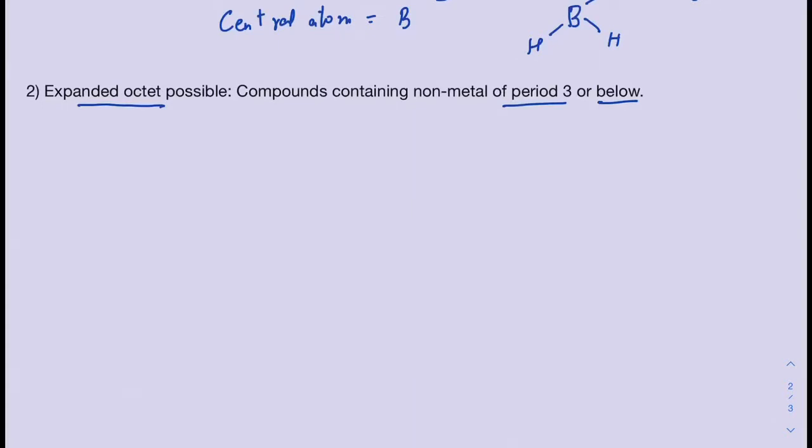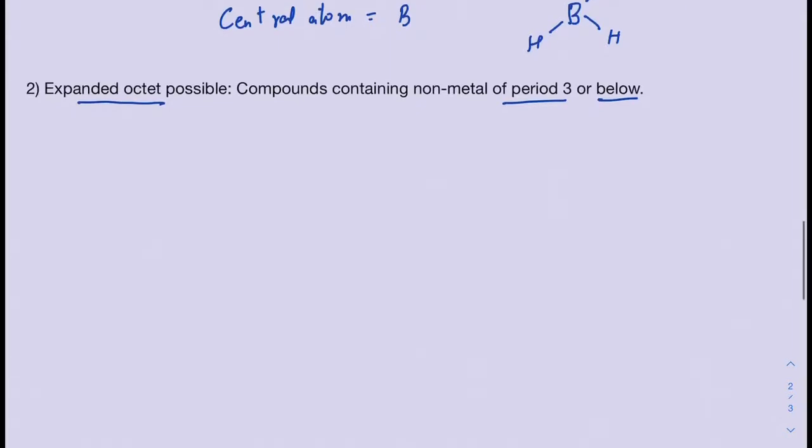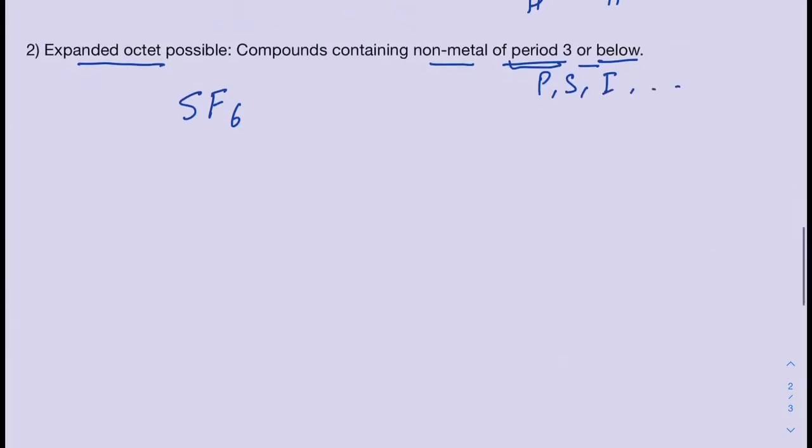Okay, so let me give you an example. Assume I have SF6. Anytime you have a compound containing a nonmetal from period 3 or below, those could be phosphorus, sulfur, iodine, and so on. So in this case, SF6, count the total valence electrons. Sulfur has 6 valence electrons, and you have 6 fluorines, and each fluorine has 7 valence electrons. So that's going to be a total of 48 valence electrons. So do the math here.